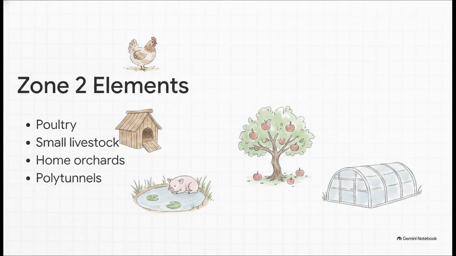In Zone 2, we find elements like backyard poultry, small livestock, and home orchards. This is where your grafted fruit trees live. They require routine pruning and harvesting, sure, but not the obsessive daily weeding of a salad bed. The structures here might include animal shelters or small ponds.